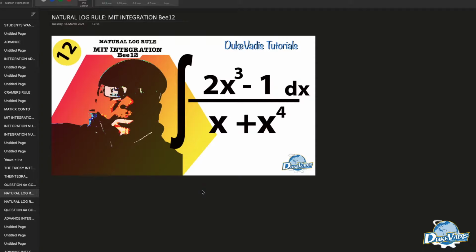Now, if we look at the denominator, somebody may suggest that we can use substitution. However, when we use substitution and differentiate x plus x to the power 4, we get 1 plus 4x cubed. That hasn't got any similarity to our equation. Let me put all this long theory aside and let's set the ball rolling.